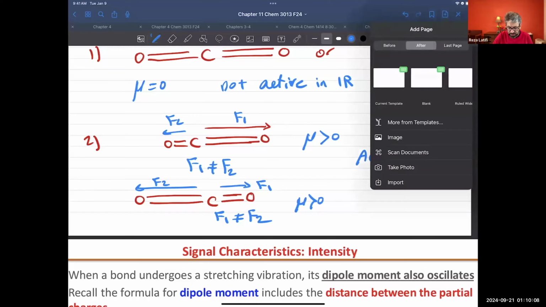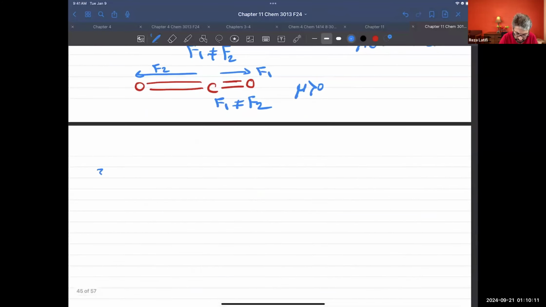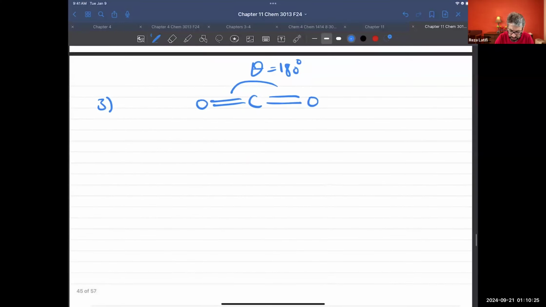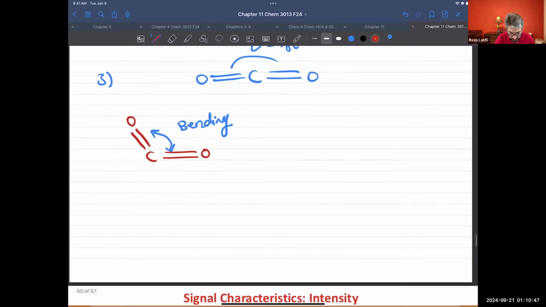And what's the last one? Last case. Remember, you have a carbon attached to two oxygens, so there is a bond angle, and the bond angle is 180 degrees. How about this? What if we play with the bond angle? Let's say we put one carbon here attached to this oxygen, and keep the second one there. Now this bond angle is changing, and we call it bending.